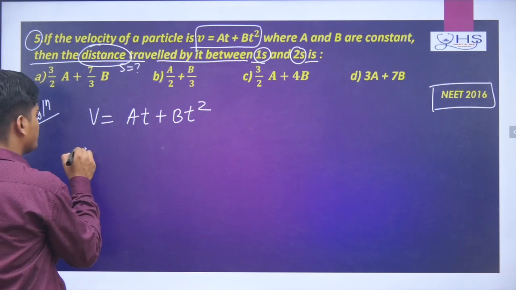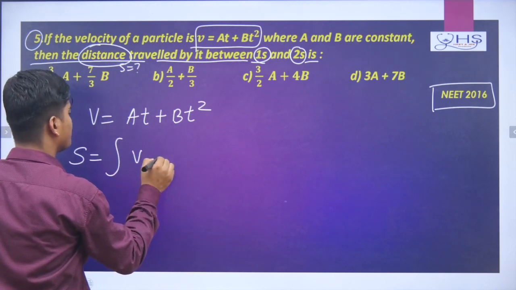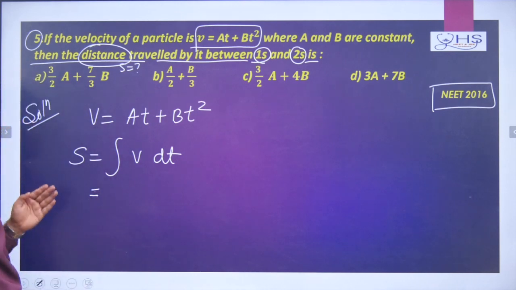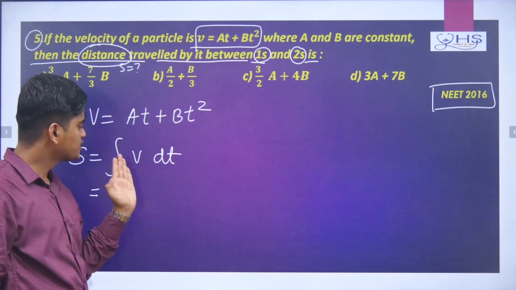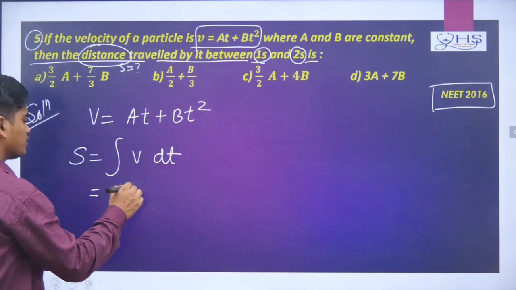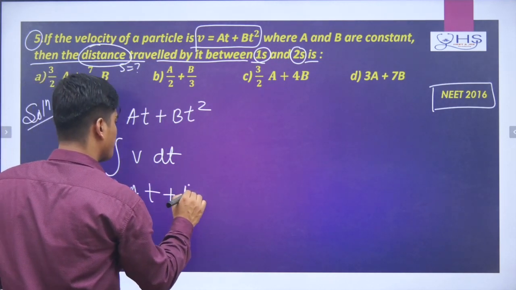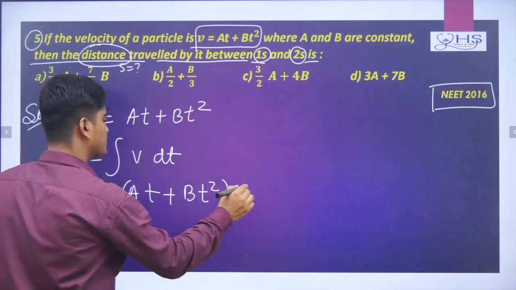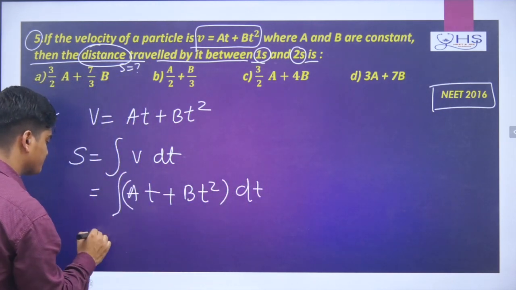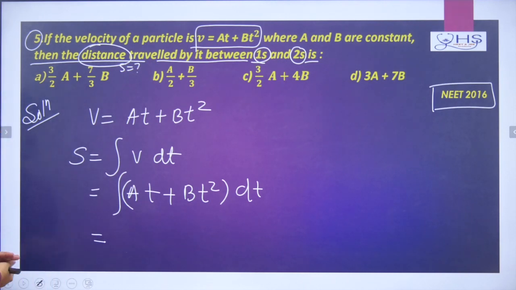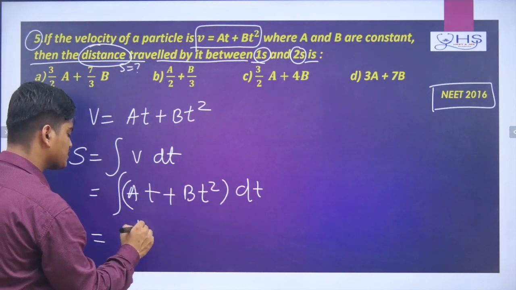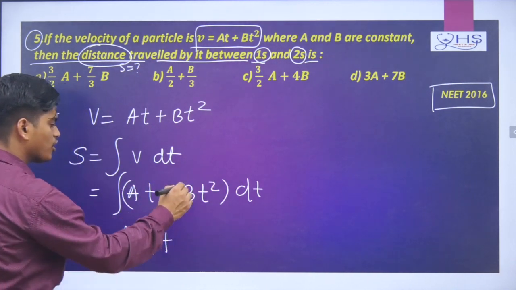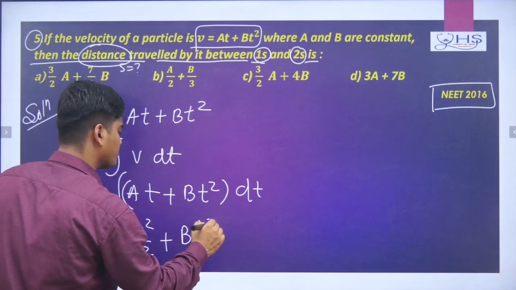Now here, if you want to find s, then it is the integration of v dt. We know if you want to find displacement or distance from the velocity or speed, then you have to do integration of speed or velocity with respect to t. Now substitute here: it is the integral of at plus bt square dt. Now do the integration. First let me complete this integration, then I will put the limit values. Here a will come out, and the integration of t dt is nothing but t square by 2, plus b times the integration of t square, which is t cube by 3.